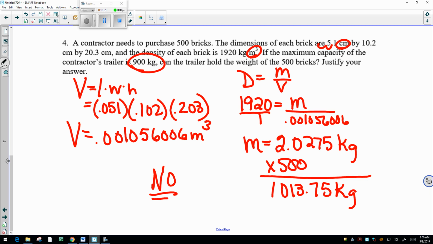So those are 2 different topics, but we're looking at the volume ratios, and we're looking at some densities. And again, we'll practice both of these in class.